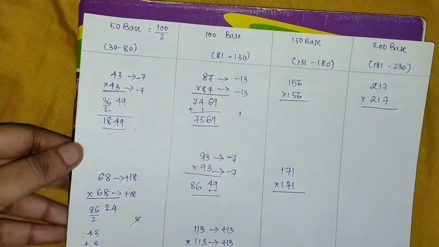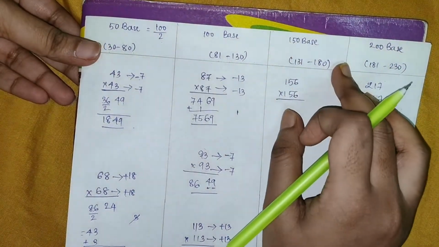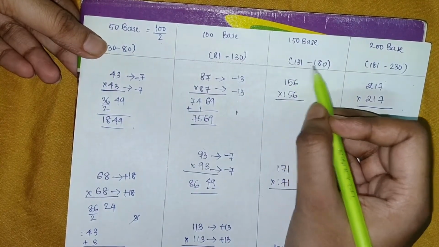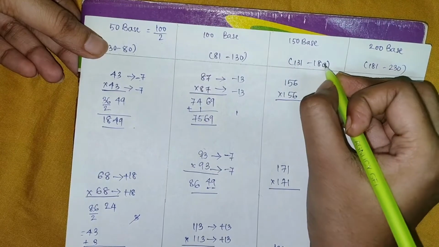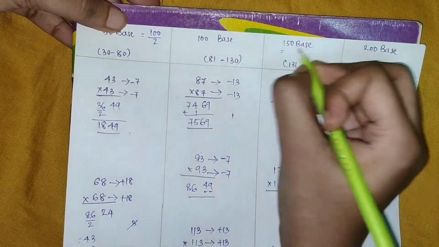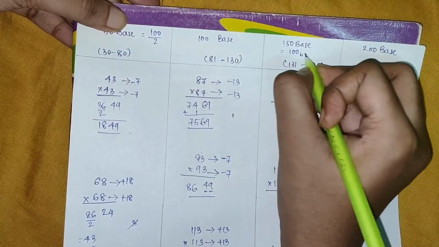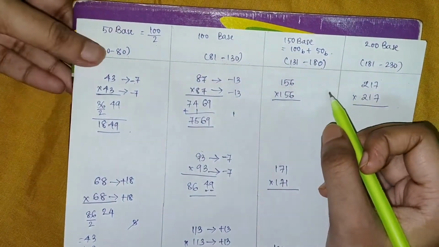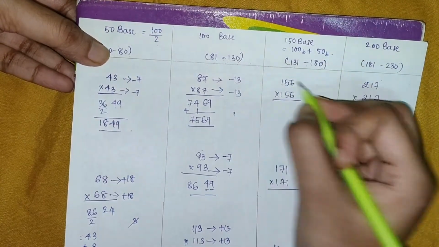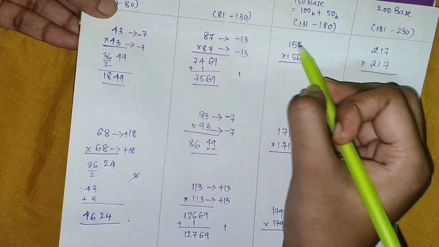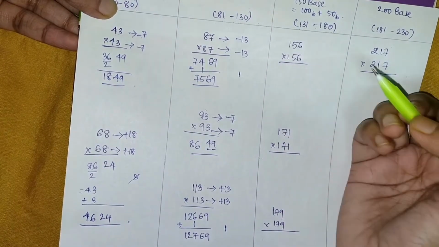So moving forward to our 150 base. And as you can see, the range of numbers is 131 to 180. For 150 base, the logic is 100 base logic plus 50 base logic. Okay, so I'll explain this using examples. So let's calculate the square of 156.